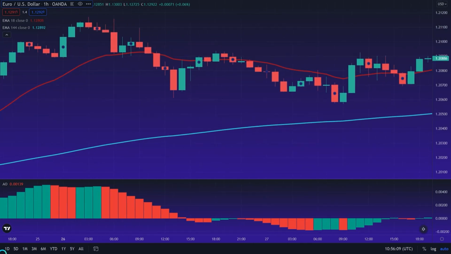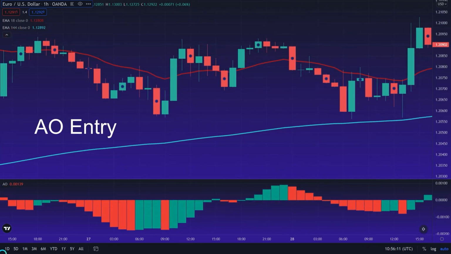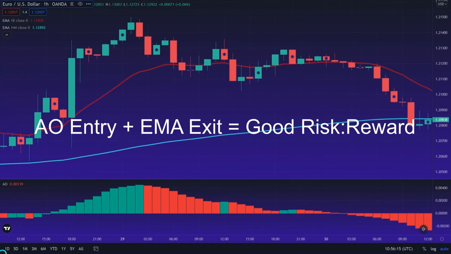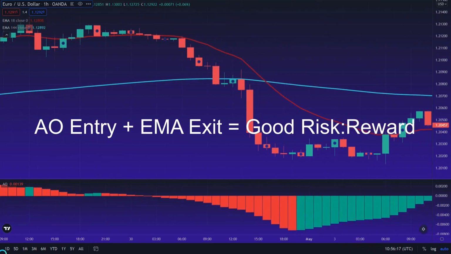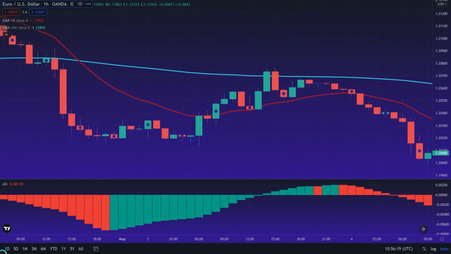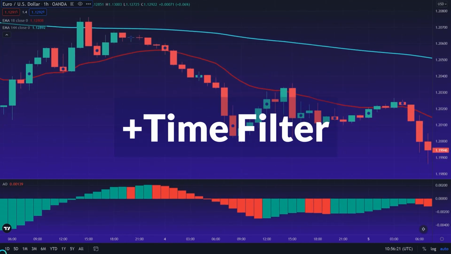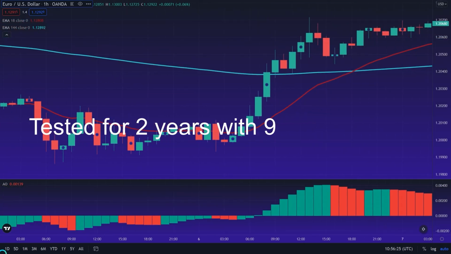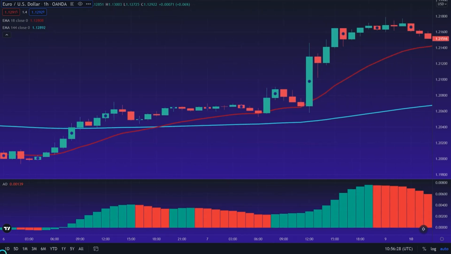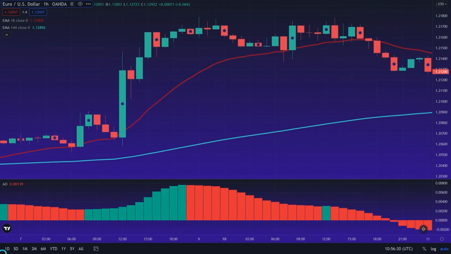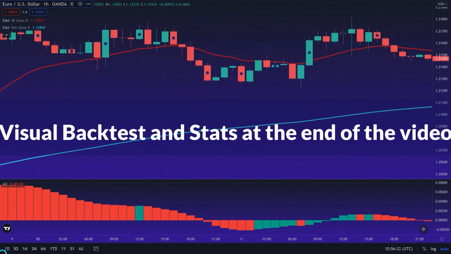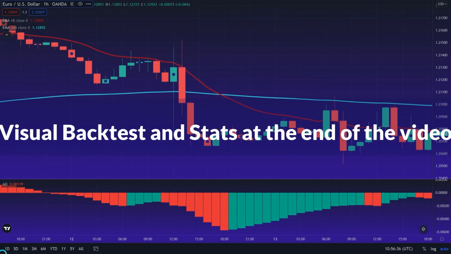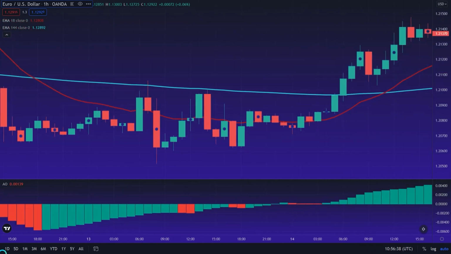But with this combination, when I combine the Awesome Oscillator crossover and an exponential moving average crossover with a time filter, it works very well, and I tested it for 2 years with 99.9% tick data, with variable spread and slippage, that I will show you at the end of the video with all the trades it took. So it will be really interesting because I will show you the visualization of the trades and everything.